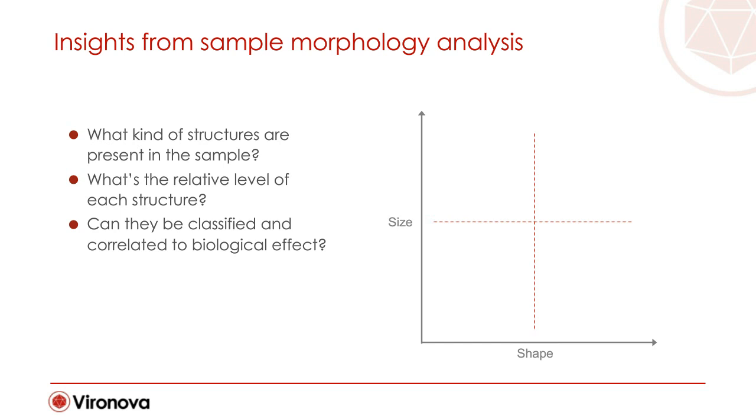To make it a little bit clearer, I would like to show you an example of what we did together with a client just recently. The sample analyzed in this study contained a couple of different structures, which we could classify by analyzing the size and the shape. The most frequent structure was quite small and almost spherical. These were also the particles responsible for the wanted biological effect.